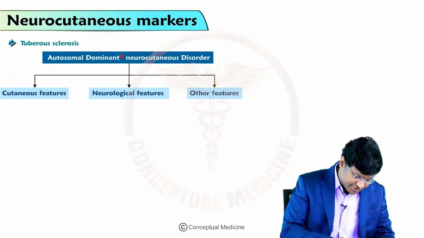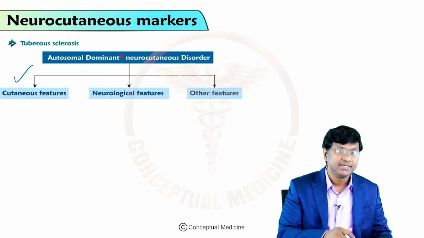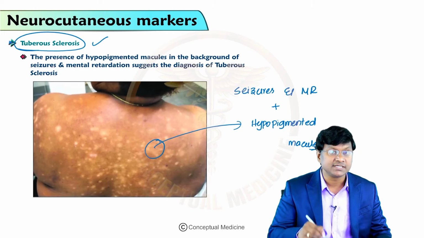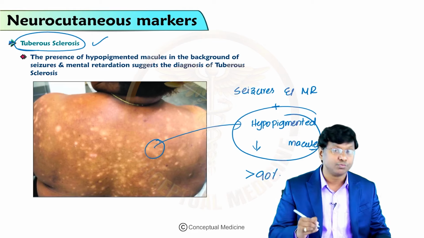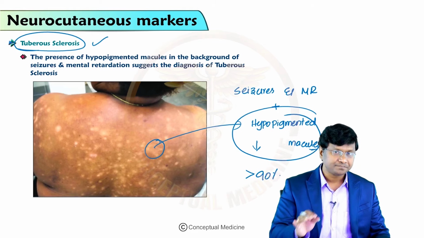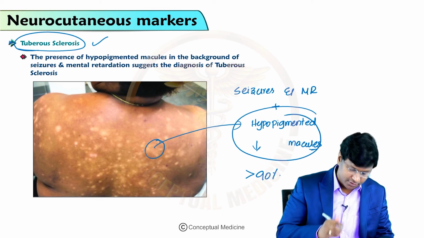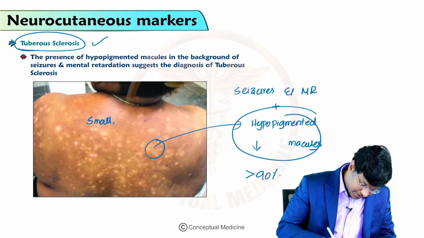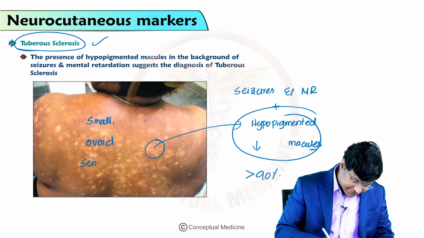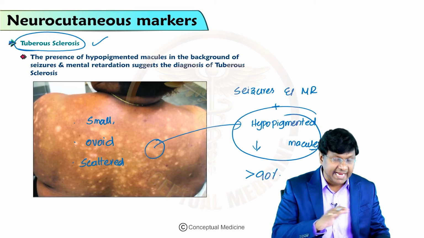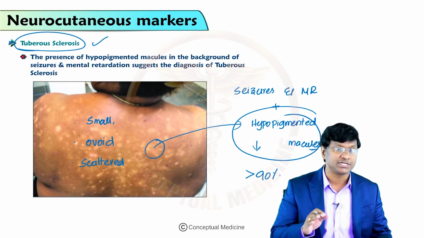So if you take the cutaneous manifestation, it will be in the form of hypopigmented macules. I have just shown you that. And these hypopigmented macules are called ash leaf spots. They are present in more than 90% of cases. And what will be the shape of these hypopigmented macules or ash leaf spots? These are small, ovoid, scattered, and variable in number. That is the description of hypopigmented macules or ash leaf spots.